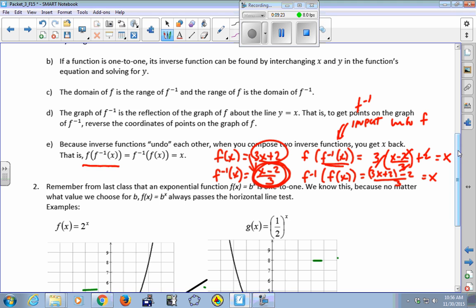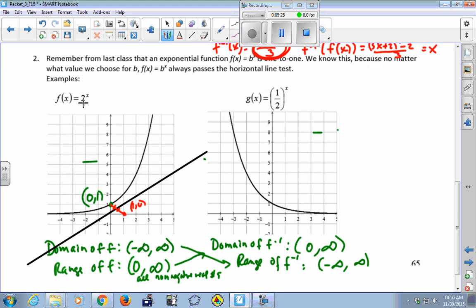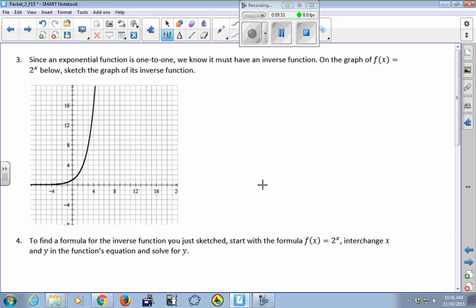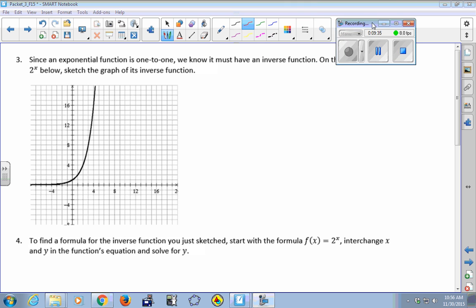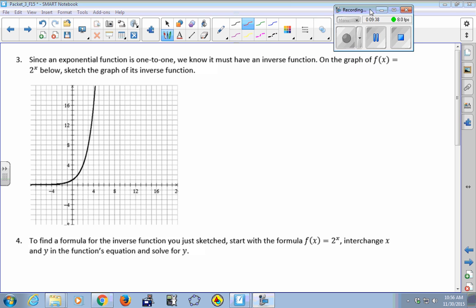Because these exponential functions, whether we have a growth function or a decay function, pass the horizontal line test, we know both of these have an inverse function. All right, so let's take a look. I said we would be doing it in a few minutes. Let's take a look at how we would actually sketch the inverse function by swapping the x and y coordinates.